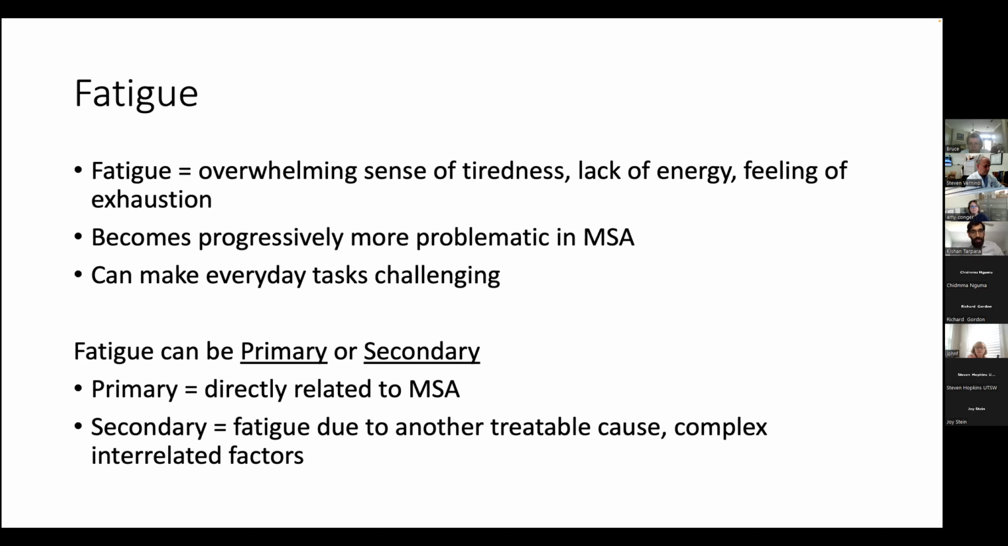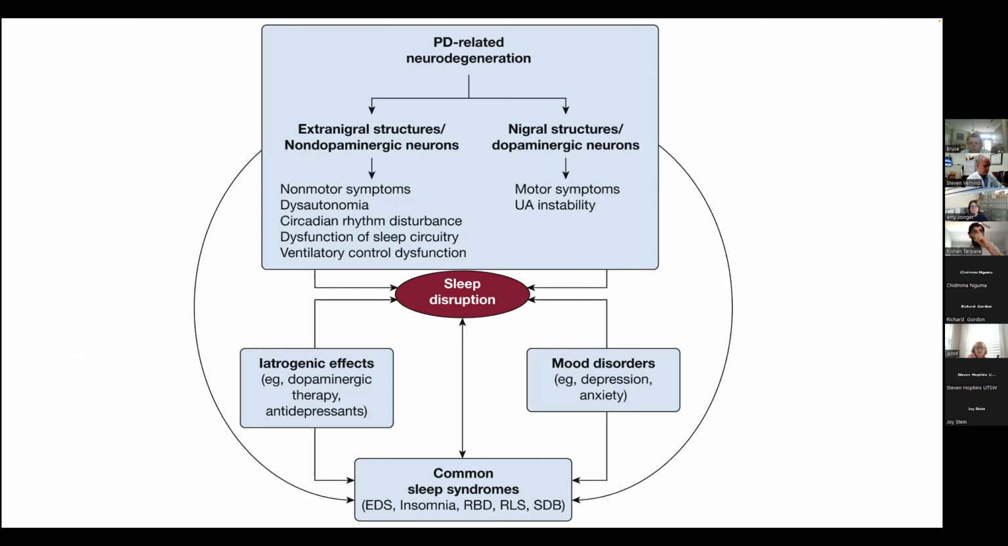Secondary fatigue is fatigue due to other treatable causes, and these have a complicated interaction and multiple factors that can affect each of these. So I like this diagram to outline and demonstrate. This is from a paper on Parkinson's disease, which is not MSA, but there's a lot of overlapping issues. So sleep disruption can be a cause and a result of multiple things going wrong in the body. So there's degeneration in the brain and the nerve cells wearing out prematurely. This can be a result or a cause of disrupted sleep.